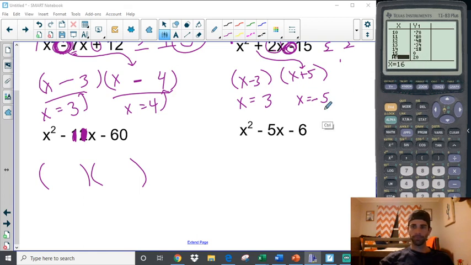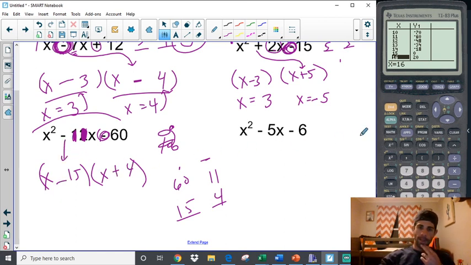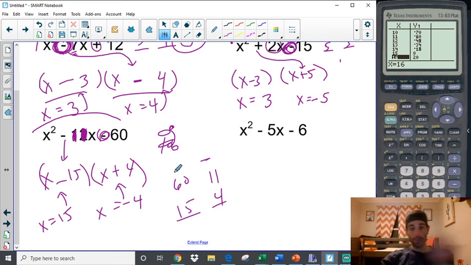There it is there. If I'm doing it by hand, right? 2 numbers that multiply for 60 and subtract to give you 11. And that's going to be 15 and 4. Minus here, plus there. And then again, if you were doing it by here, one of the answers was 15, you change its sign. One of the answers was negative 4, you change its sign. All right, almost there. Last one.